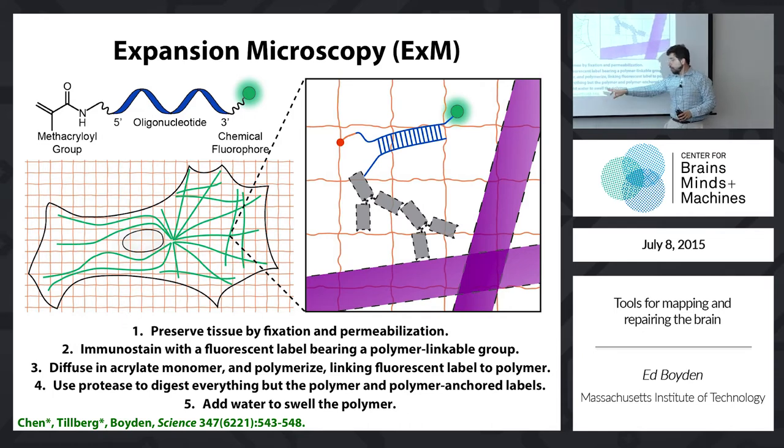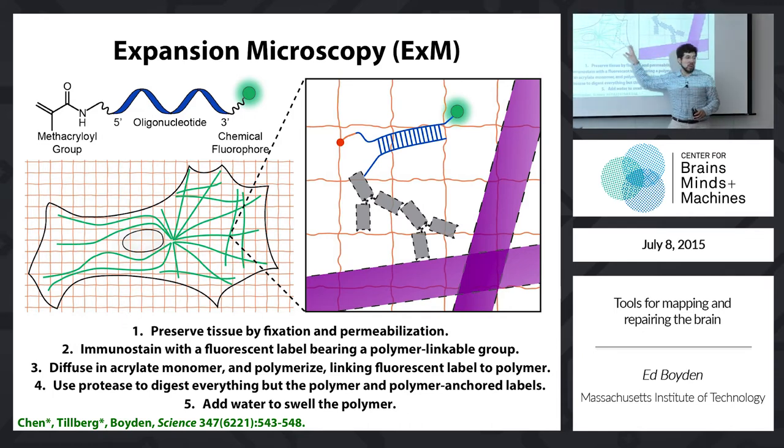Next step, then, we use an enzyme to chop up the tissue gently. And so now all the mechanical structure has been homogenized. There's nothing to resist the expansion. Finally, we add water, and the polymer will swell.